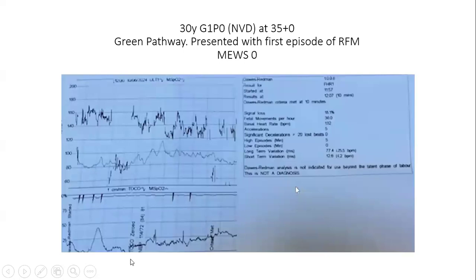So again, another patient, a 30-year-old gravida 1 para 0 at 35 weeks, green pathway, attends with a first episode of reduced fetal movements. Criteria met at 10 minutes. CTG visually looks okay. What do you do? You follow the normal guideline. You plan a scan for her if she hasn't had one in 3 weeks and she has other risk factors in this pregnancy.